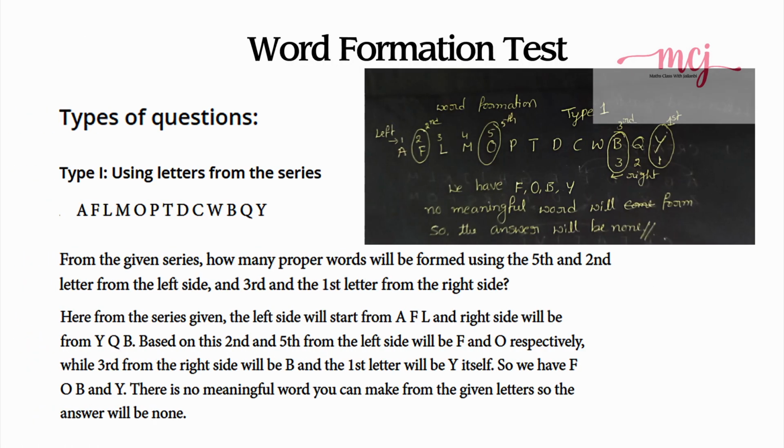Now go to the answer. Here from the series given, the left side will start from A, F, L and the right side will be from Y, Q, B. Based on this, second and fifth from the left side will be F and O respectively, while third from the right side will be B and the first letter will be Y itself. So we have F, O, B and Y. There is no meaningful word you can make from the given letters. So the answer will be none.